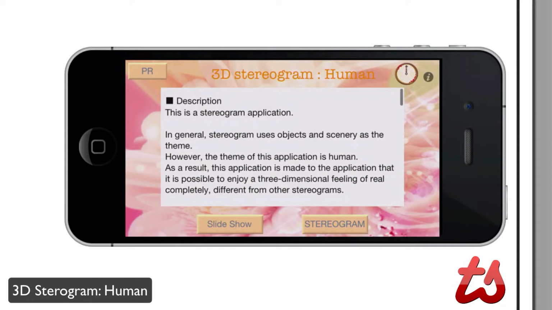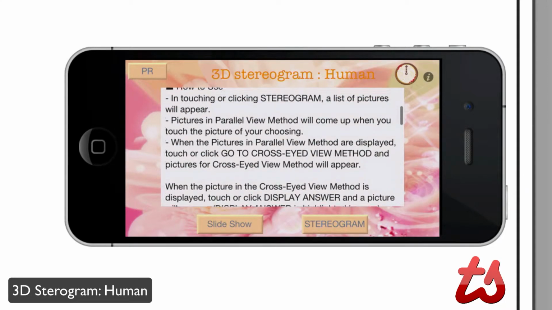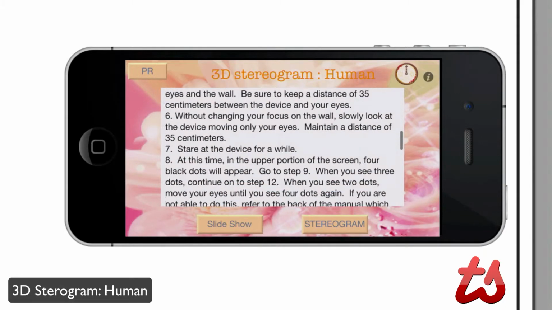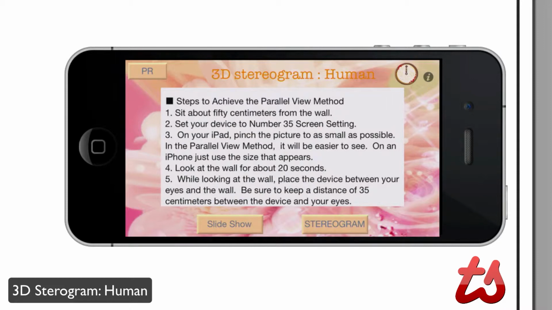You can see here in the description, it tells you all about Stereogram. It has all the information on how to use it and how to go through the application, plus some information on, for example, how to achieve the parallel view method. It says sit about 50 centimeters from a wall, set your device to number 35 screen setting on your iPad, pinch the picture to the smallest possible in parallel view, and on an iPhone, it just uses the size it appears as. Look at the wall for 20 seconds.